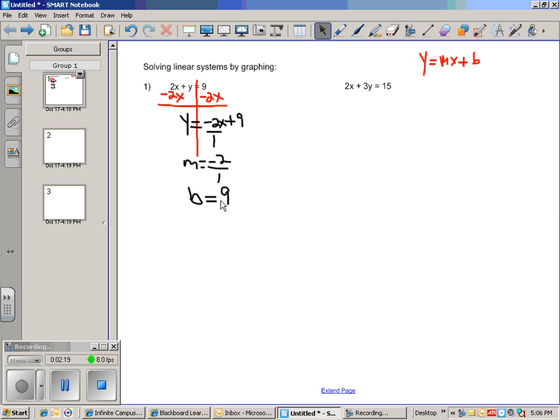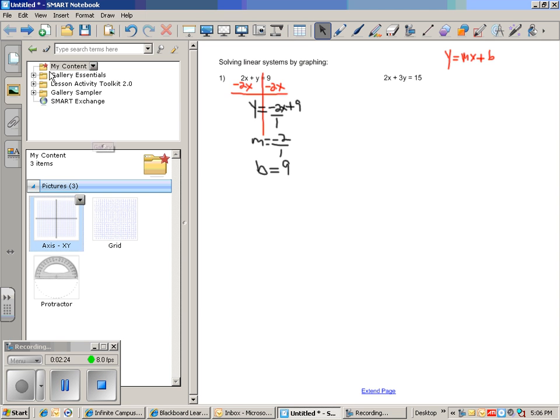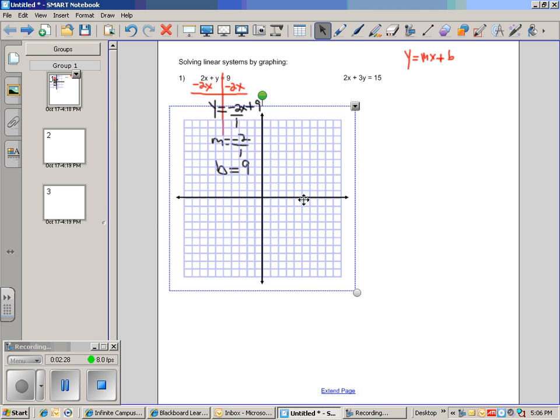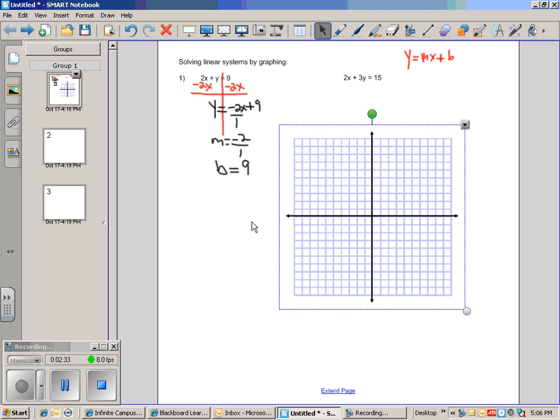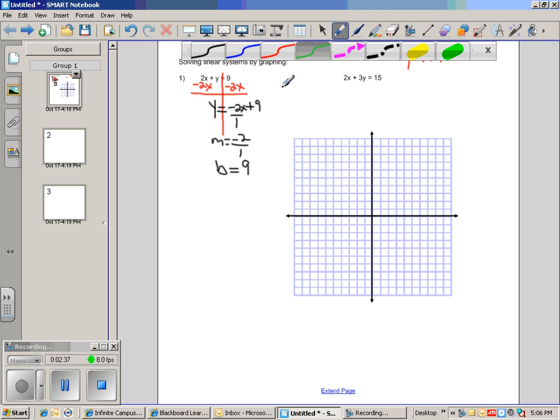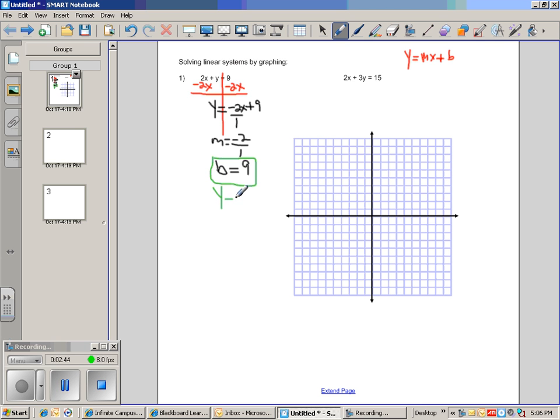Alright, once we know the slope and the y-intercept of a linear equation, we can go ahead and create a graph. So what I'll do is come over here, I'm going to grab my graph, and the first thing we need to do is plot these points. How do we plot a point? Well, the first thing you need to do is look at your y-intercept. The y-intercept is the b value. That is your starting point on the graph. That tells you where you're going to be located on the y-axis.